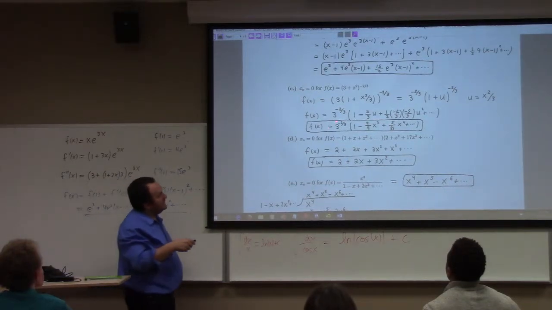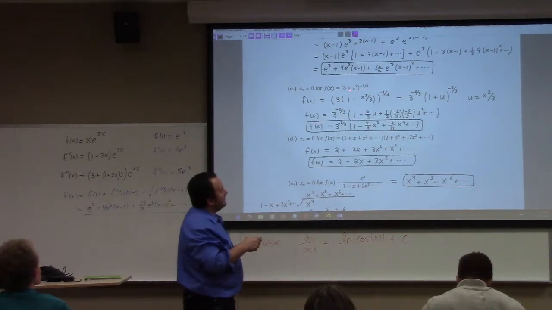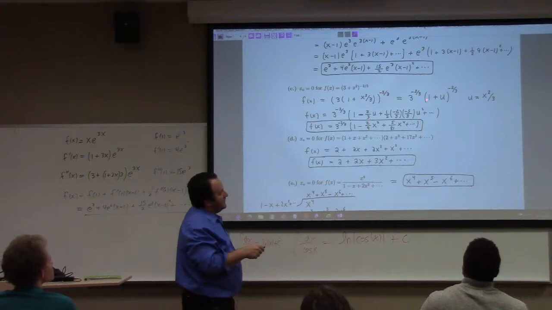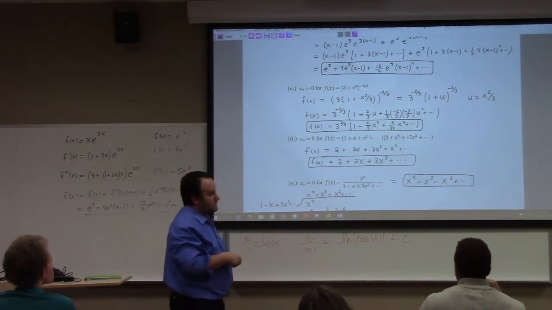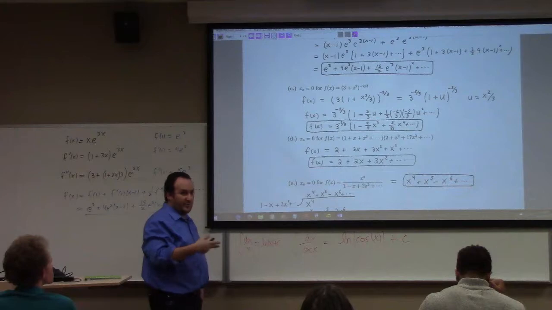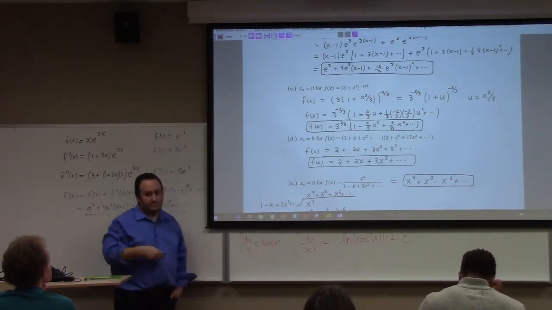What was this? This was a binomial series problem, but you had to factor the 3 out. You factor 3 out, you get 3 to the minus 2/3, 1 plus u to the minus 2/3. Binomial series gives you that, and so there it is. This one, just straight multiplication. Collect terms order by order. This one is a division of series problem.